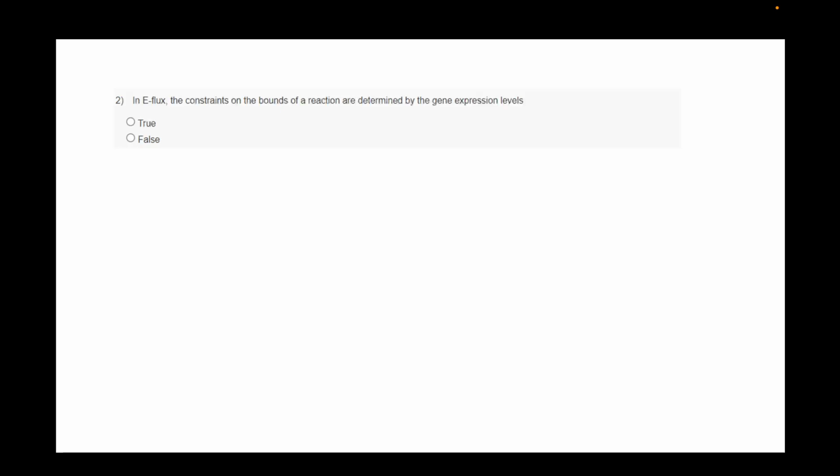Okay, so E stands for expression. So the answer is true. The constraints on the bounds of a reaction are determined by gene expression levels. So yeah, that is true.